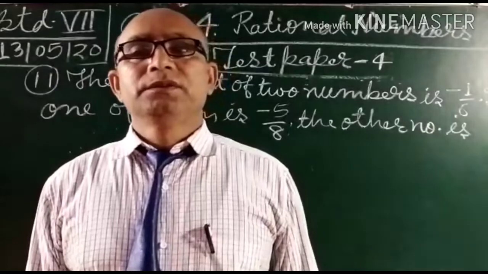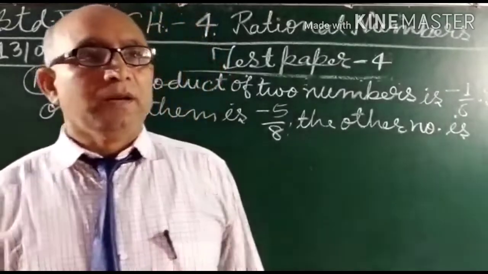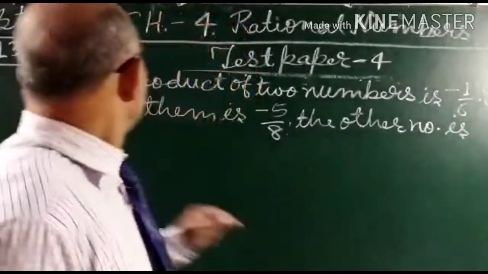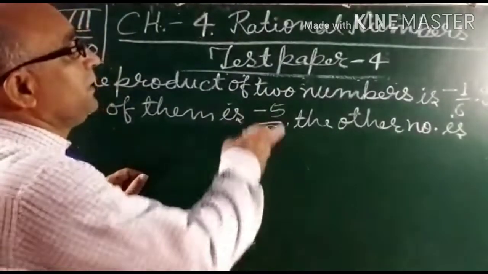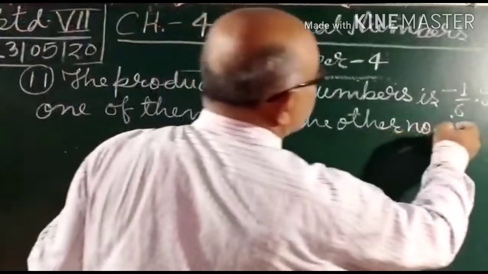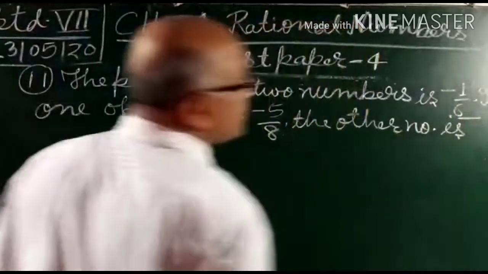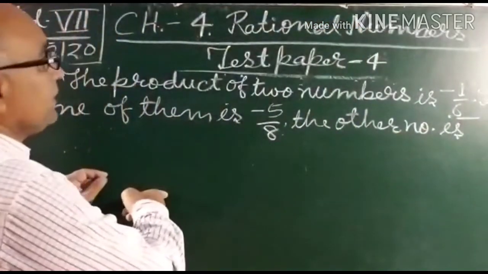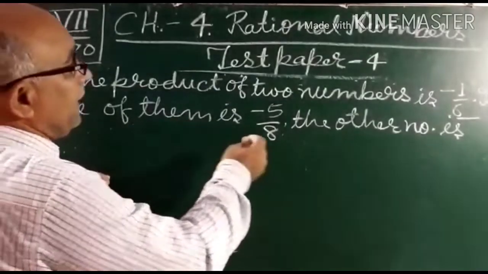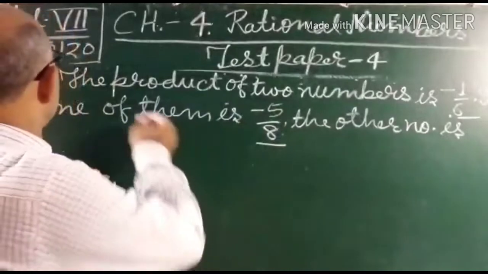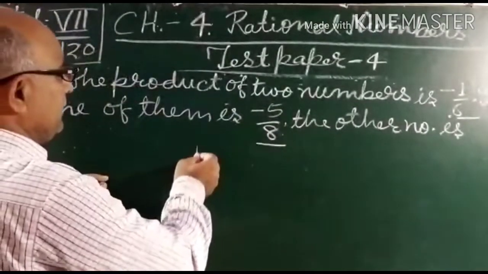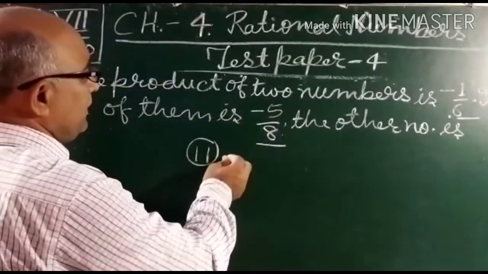Students, one important question, question number 11. Write on this board. The product of two numbers is minus 1 by 6. If one of them is minus 5 by 8, the other number is. Question number 11.